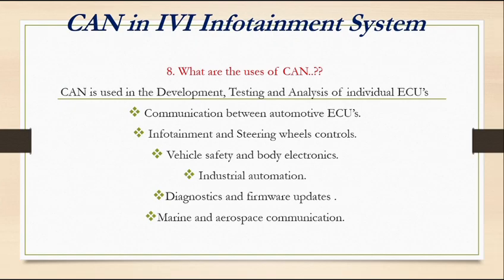What are the uses of CAN? CAN is used in the development, testing, and analysis of individual ECUs. Its uses are communication between the automotive ECUs, infotainment and steering wheel controls, vehicle safety and body electronics, industrial automation, diagnostics and firmware updates, marine and aerospace communication.